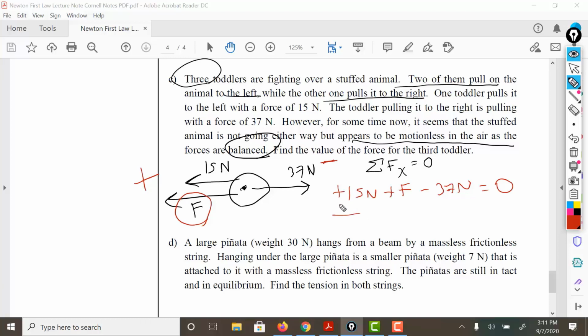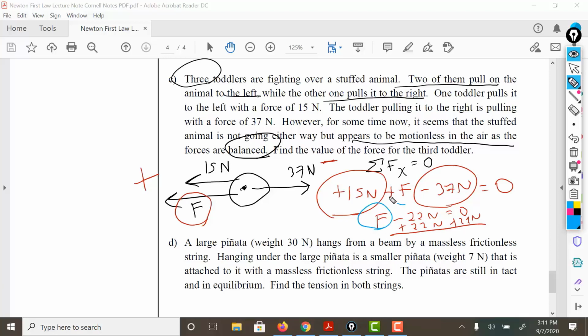We go ahead and combine these two. I get a negative 22 newtons. And then if I add 22 to both sides, and why am I adding 22 to both sides? Because I want to get this F by itself. So we're solving for F. F equals 22 newtons. So the mystery force is going to be 22 newtons.